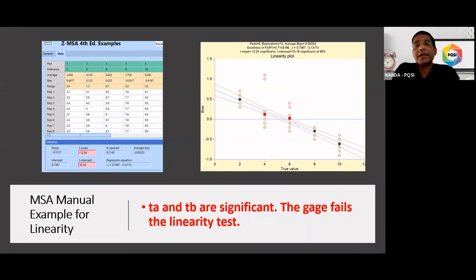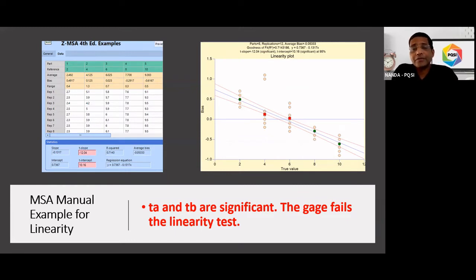If I put this data in the GaugePack software and press the compute button, it immediately does the analysis and shows me 2 big red lights. I mean, small, it's pinkish here. It gives you a red signal, I would say. What it tells you is that the T slope, which is TA, and the T intercept, which is TB, both are significant. So that is why I say software like GaugePack helps even a non-Six Sigma professional, or somebody who's not very tuned in with regression, still use it and get the most out of a linearity study.